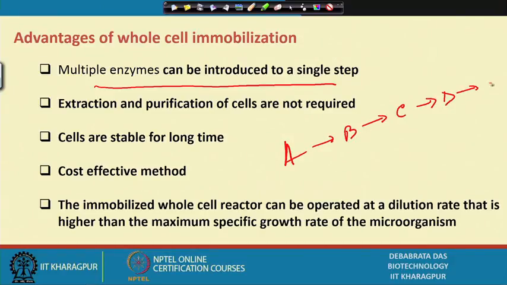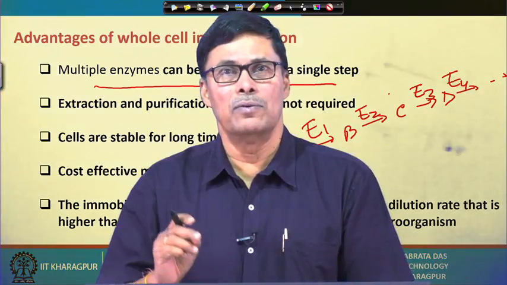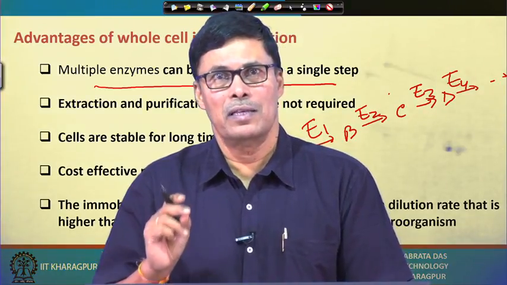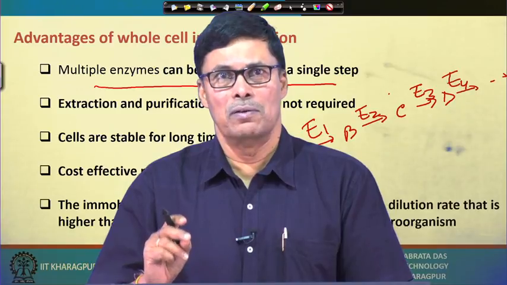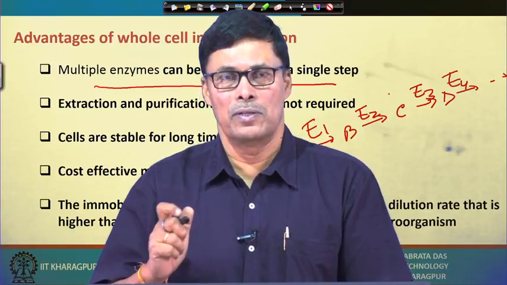There are a number of processes there, and at every step you require enzymes. So what we consider is a multi-enzyme system. A multi-enzyme system can be introduced as a single step. That is the major advantage of this particular whole cell immobilization system.